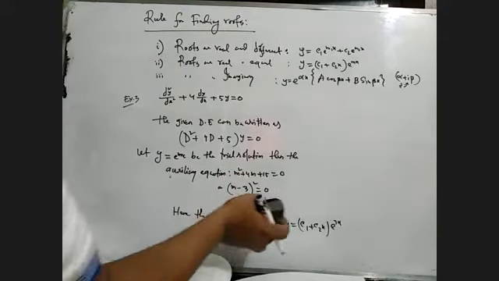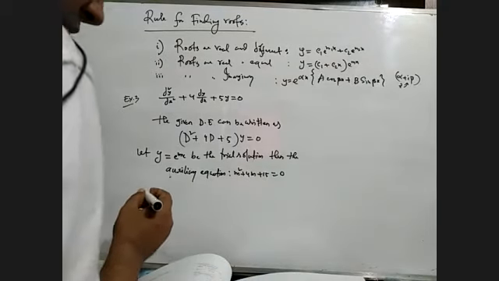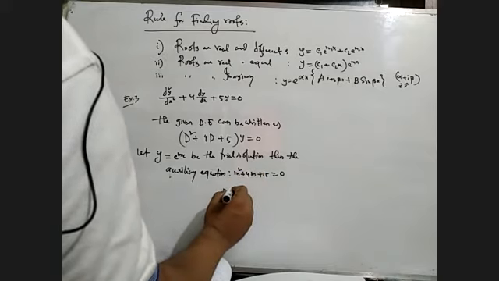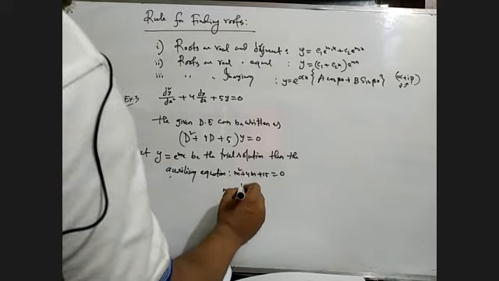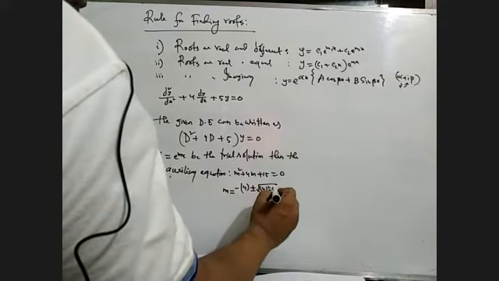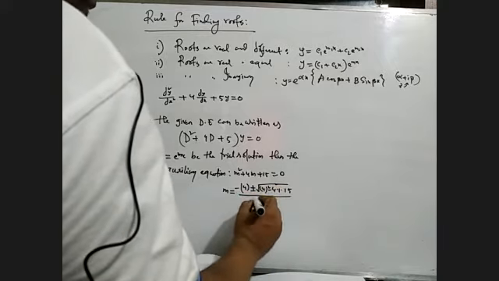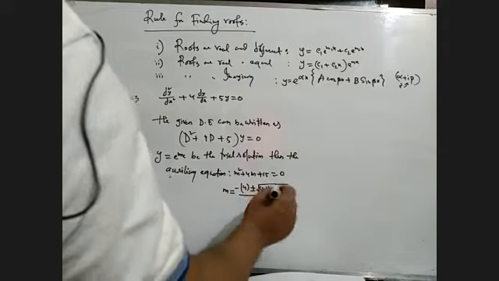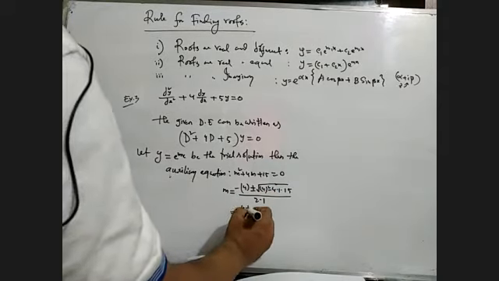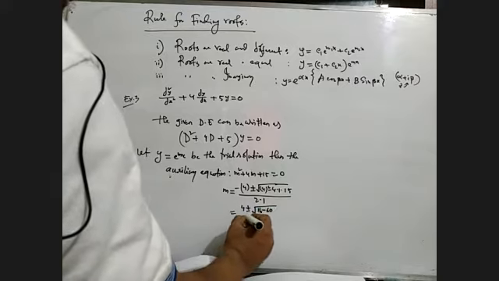Now, how can we solve this differential equation? Actually, it cannot be factorized, so we write using the formula: m equals minus b plus minus square root of b square minus 4ac, where a is 1, b is 4 and c is 5, divided by 2a. You must know about this quadratic equation formula. So minus 4 plus minus square root of 16 minus 20, divided by 2.